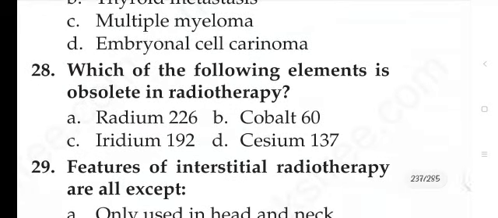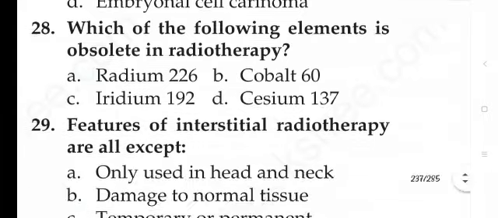Next question is which of the following element is obsolete in radiotherapy? Options are option A radium 226, option B cobalt 60, option C iridium 192, option D cesium 137. So the answer of this question is option A, that is radium 226.